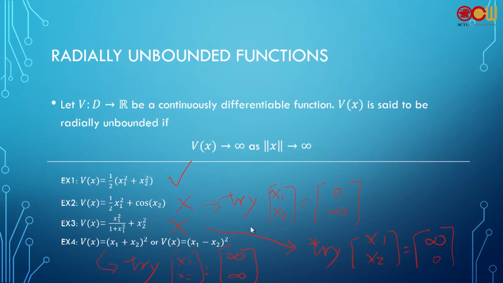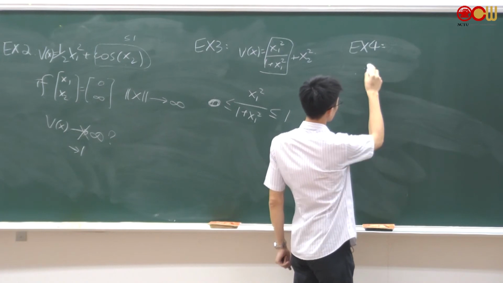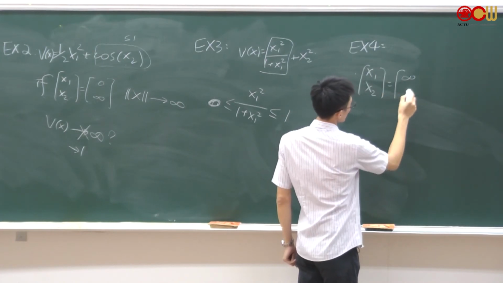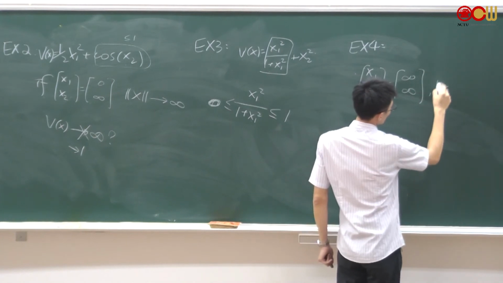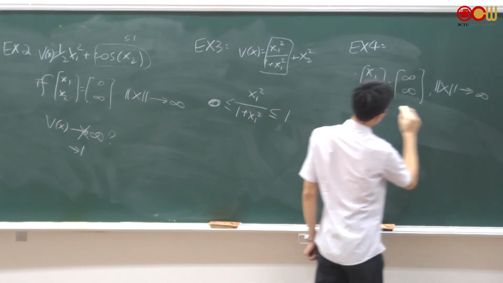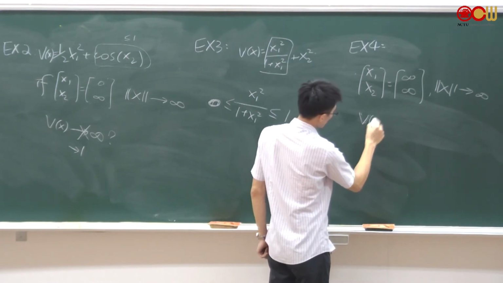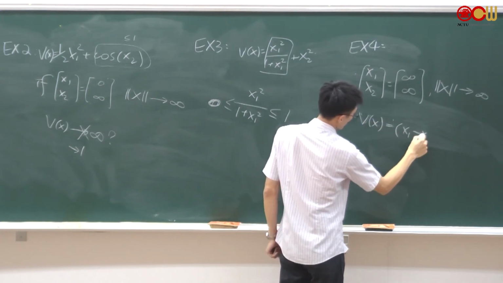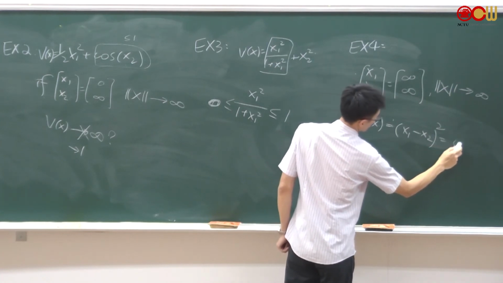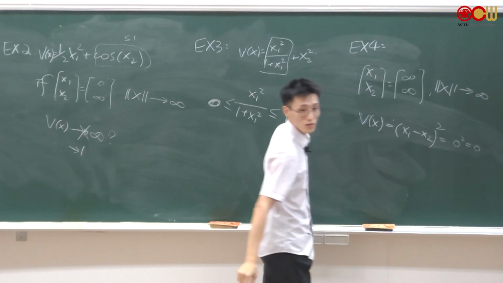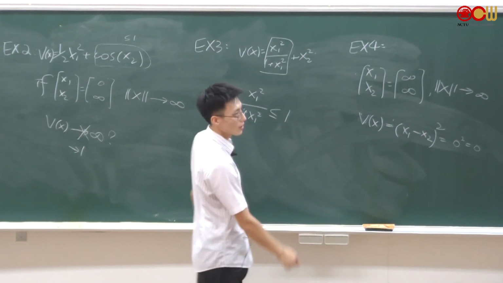How about this case, example 4? Yes or no? Is it radially unbounded or not? Can you find that x1 or x2 goes to infinity, but v is not infinity? If you try x1, x2 as infinity and infinity, x norm goes to infinity, right? But what is v? v is x1 minus x2 squared, which is 0 squared, which is 0, right? So it's not radially unbounded.